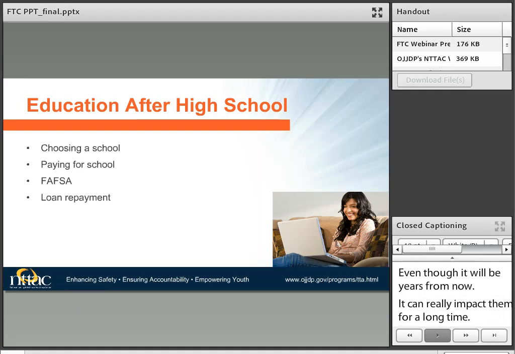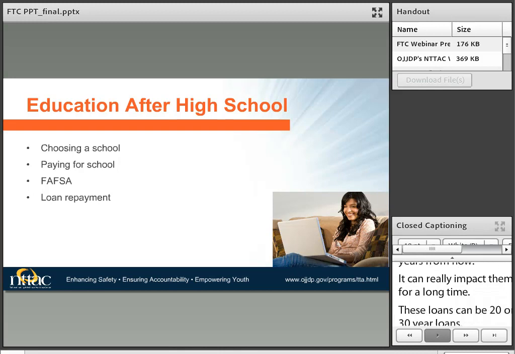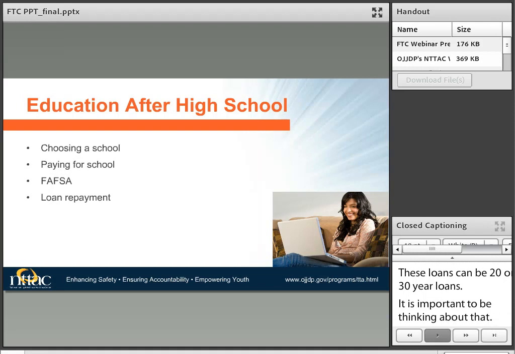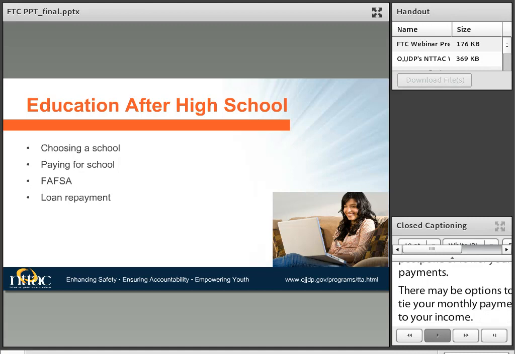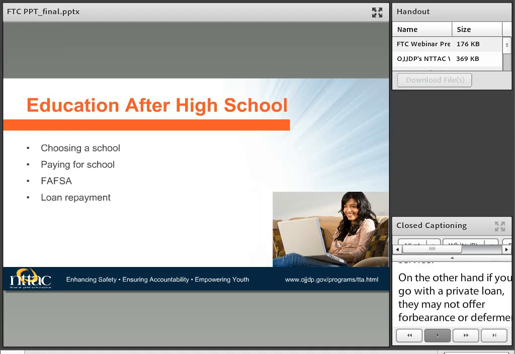And some differences on the repayment front are that with federal loans, if you have trouble repaying your loans, you may be able to temporarily postpone or lower your payments. There may be options to tie your monthly payment to your income, and you may be able to get some of your loans forgiven if you work in public service. On the other hand, if you go with a private loan, they may not offer forbearance or deferment, and it would be their discretion about whether they have any repayment options tied to your income. And it's unlikely that they would have a loan forgiveness plan.